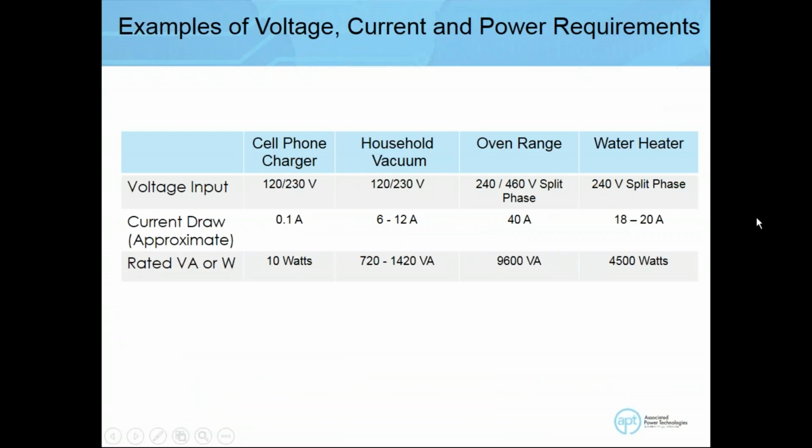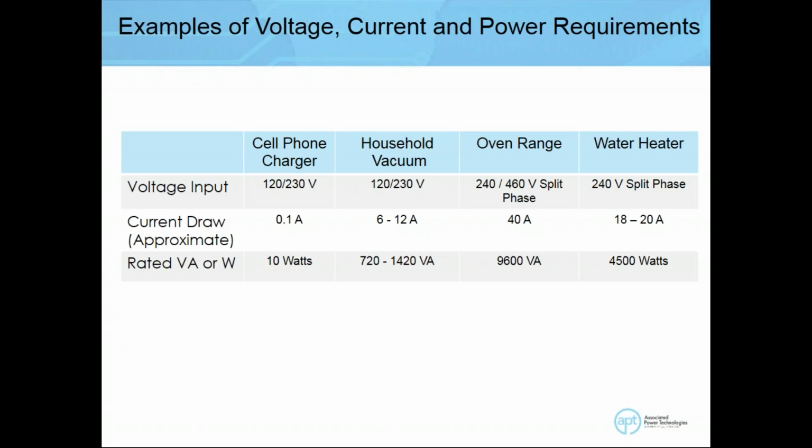Let's take a look at some examples of products you may see and how their watts are listed in their product specifications. So take a cell phone charger, for example. The power input may specify 120 volts or 230 volts, but the current draw for this product is really low, usually less than 0.1 amps, and you may see the power rating listed on your cell phone charger or iPad charger anywhere from 5 watts to 10 watts. So this is the amount of energy required to power up this charger.